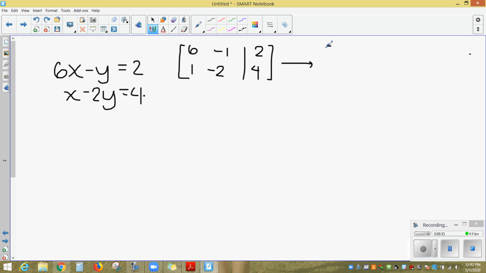Now we know that we need to start by getting a 1 in the top left corner, and we notice that we have a 1 down here in the bottom. So we understand that we're allowed to switch 2 rows in the matrix, but make sure that when you switch those rows, you bring the entire row up. The 1, the -2, and the 4. 6, -1, 2. The whole row goes to the bottom.